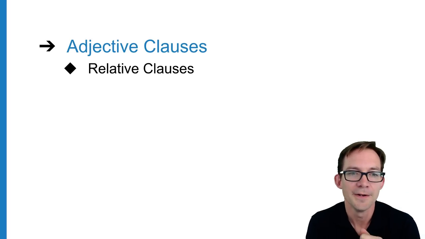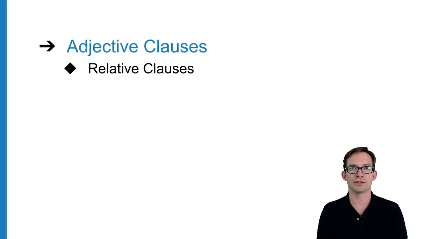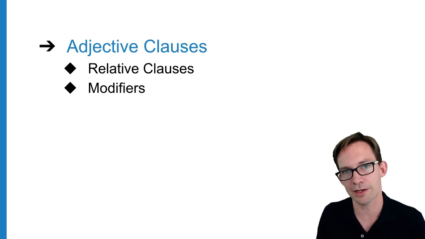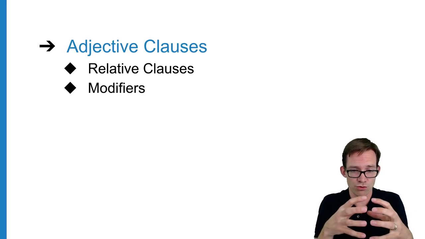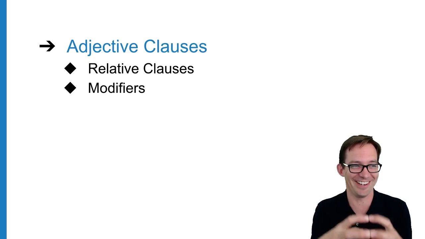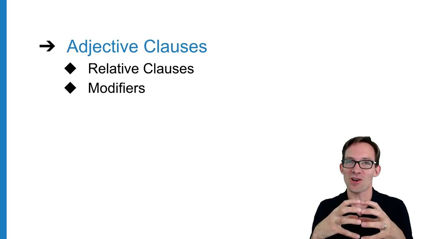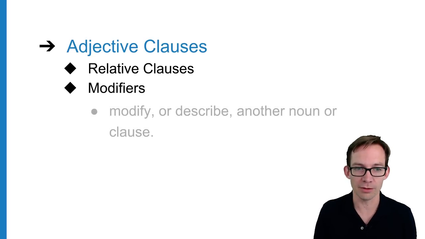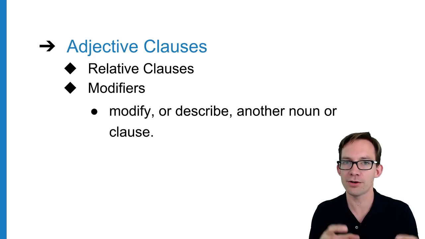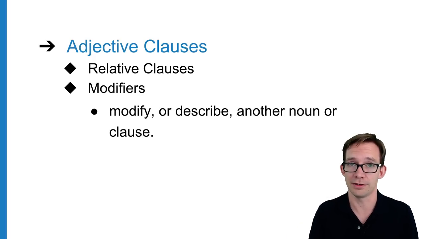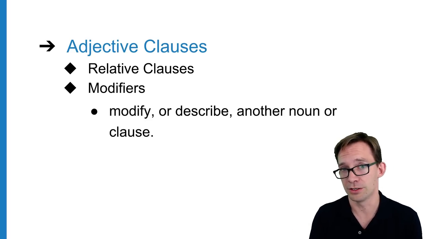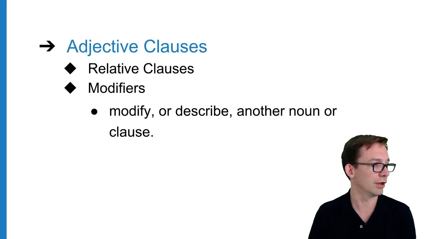Hi, Scarlett. So relative clauses, adjective clauses, as we've talked about before, they are modifiers. They are modifying clauses, which means that they are a group of words that function together, like this. They function together as one thing, and their job is to modify or to describe another noun or clause within the sentence. So it's a group of words that function like an adjective, and that's why they're called adjective clauses.